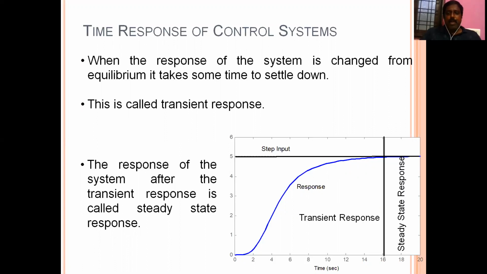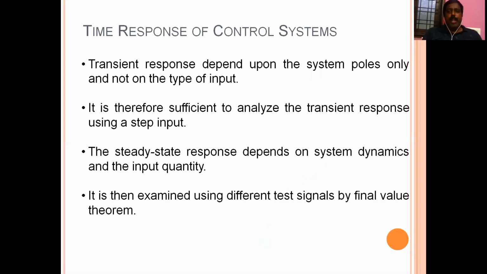Clearly see from the same diagram: this variation with respect to time is the transient response, and where it is stable, it will have settled down and won't change with respect to time. That is called the steady state response. The transient response depends upon the system poles and not only the type of the inputs. It is therefore sufficient to analyze the transient response using step inputs. The steady state response depends upon the system dynamics and the input quantity. It is then examined using different test signals by the final value theorem.